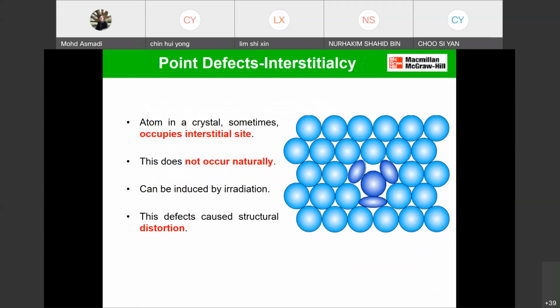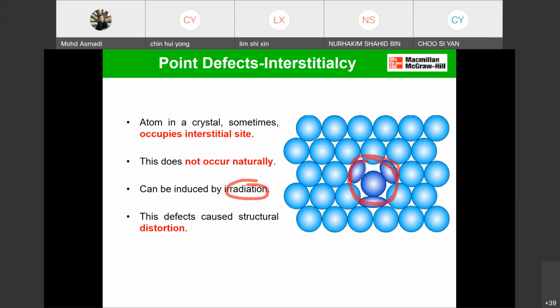And interstitial C, this one is interstitial, right? They fill the voids. Okay, so it does not occur naturally. Maybe induced by the irradiations. Okay, also cause the distortions. Okay, this is two types of the point defect.